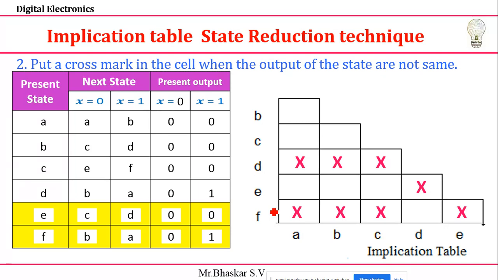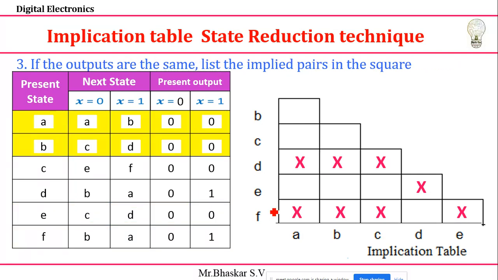That is the third step. Now, previously, if the outputs were not the same, we were making the cross mark. Next, if the outputs are the same, list the implied pairs in the square. I want to write the relations. How? Just see. First, I'll go for this. Here 0 0 and 0 0. First you check the outputs. Yeah, I'll go for A first.